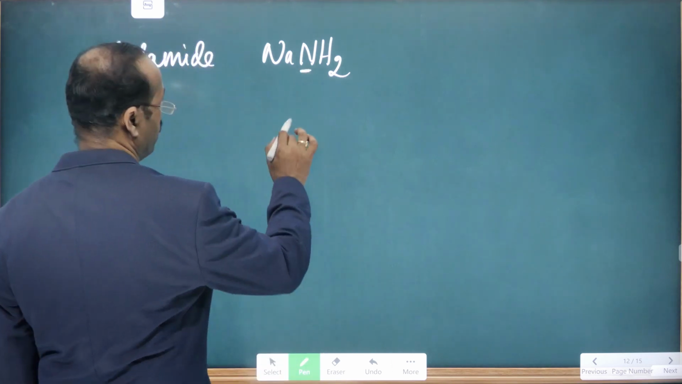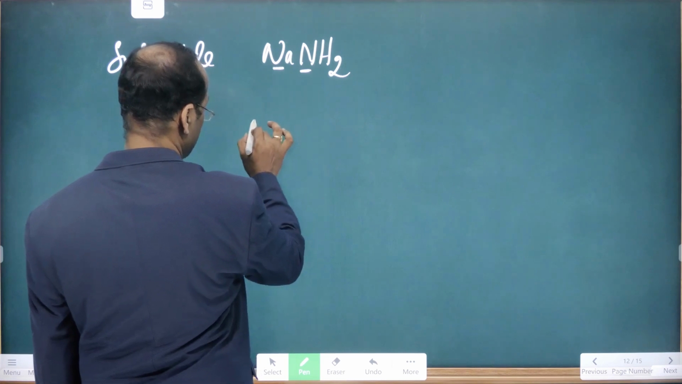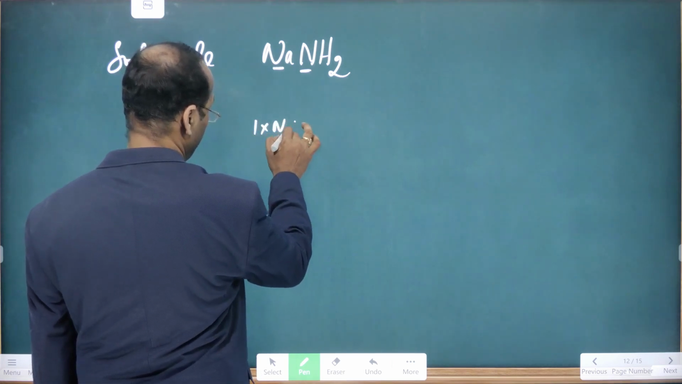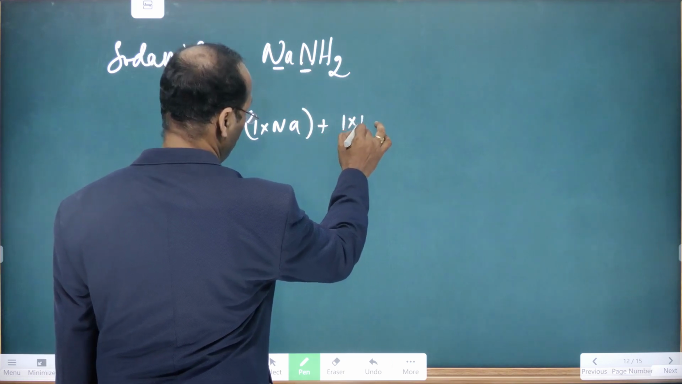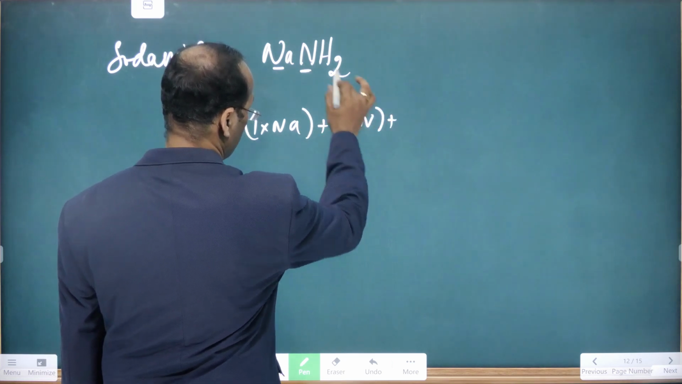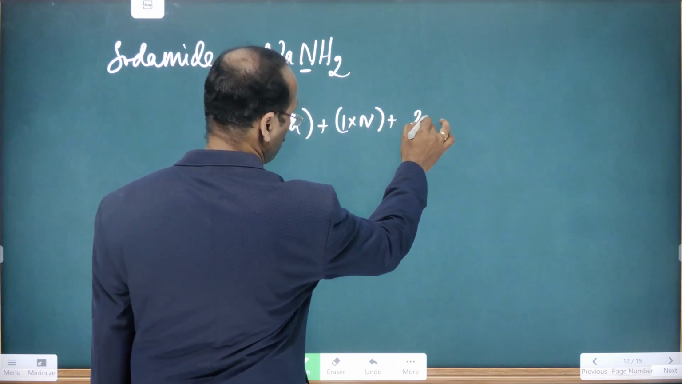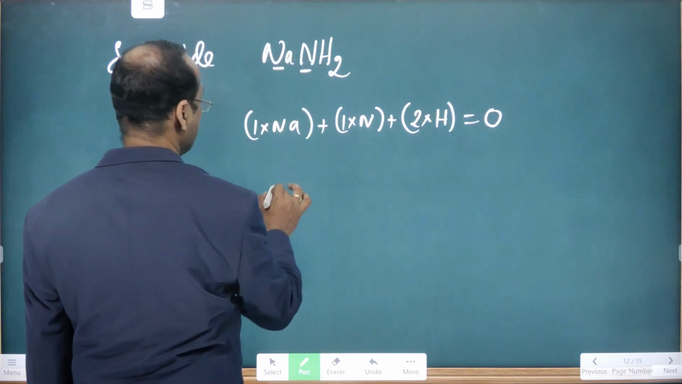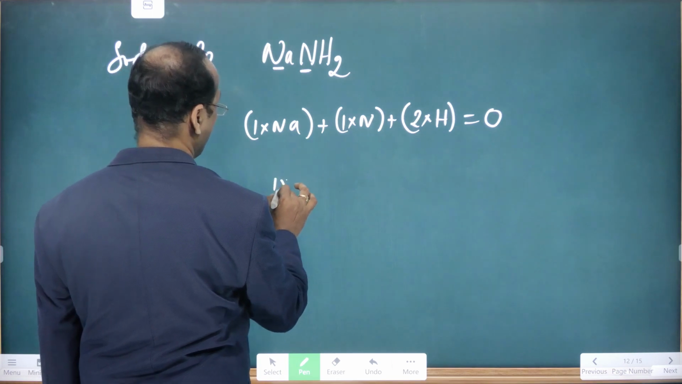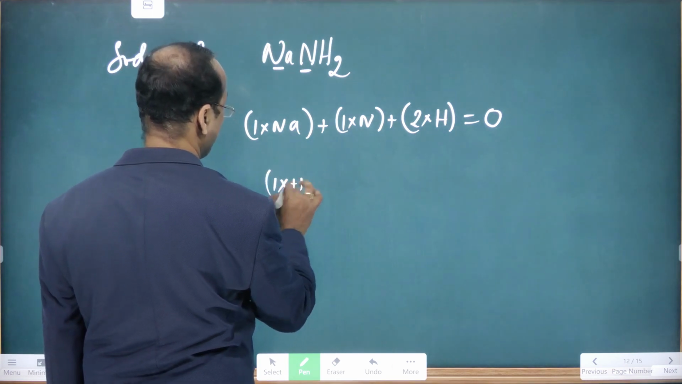So now what can we do? See here, how many sodiums are there? 1 sodium, 1 into Na, plus how many nitrogens? 1, 1 into nitrogen, plus how many hydrogens are there? 2, 2 into hydrogens is equal to 0. 1 into sodium. Sodium is plus 1, so 1 into plus 1.